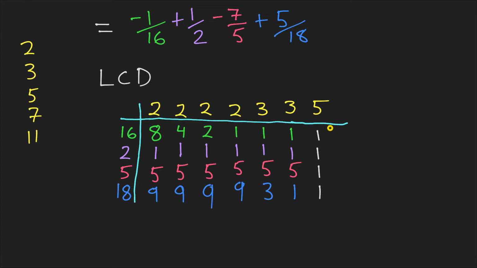And once you reach a column of 1s, just stop. And your least or lowest common denominator is just equal to the product of all of the numbers in your top margin. So just 2 times 2 times 2 times 2 times 3 times 3 times 5. Believe it or not, this is your least or lowest common denominator.